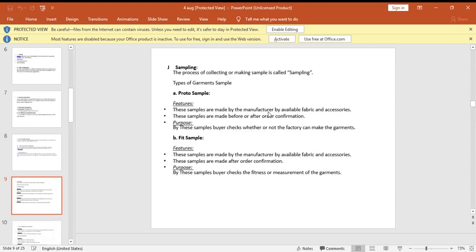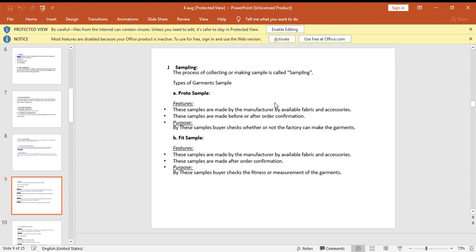The next one, sampling. Sampling is the process of collecting or making samples. What is called sampling? The process of collecting or making samples is called sampling. Types of garment sampling.